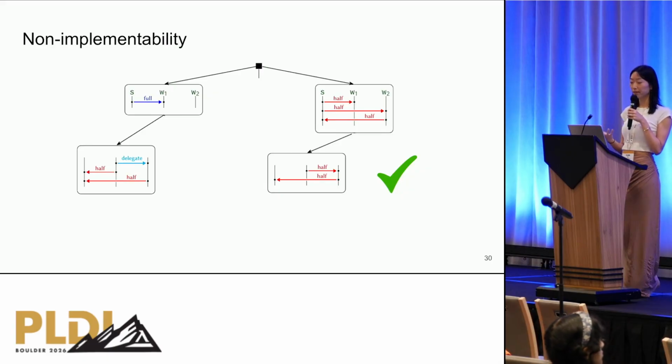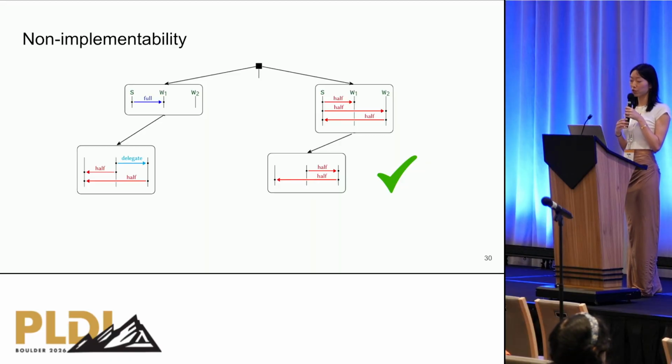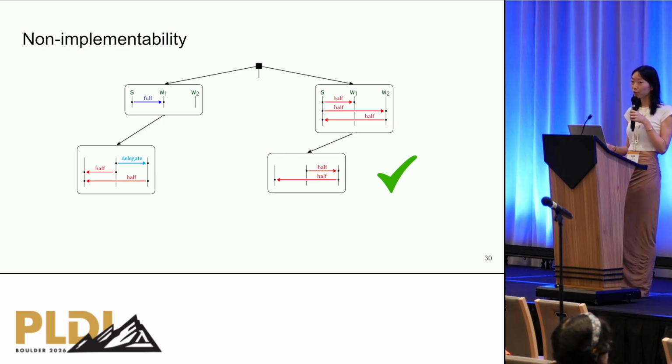So we could repair this protocol by changing the message payload in the left branch from half to delegate. This way, when worker 2 receives a delegate message, it knows that it should immediately reply, whereas when it receives a half, it should wait. Unfortunately, this is not a universal repair.